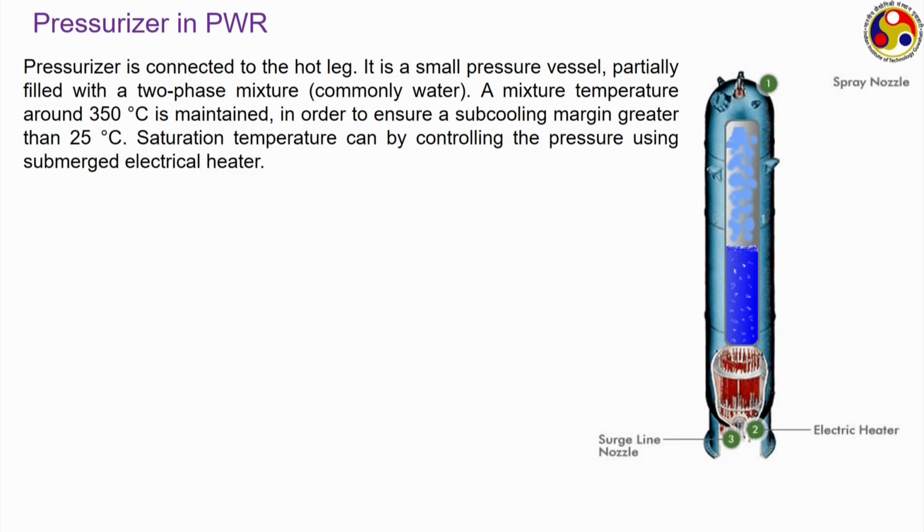Because of this two-phase nature of the fluid which is bound in this pressurizer, it is able to control the pressure inside, and also it can absorb any kind of pressure upsurge or downsurge which may appear during any operation. Now, when there is a pressure upsurge, that is, a very small increase in the pressure inside the actual pressure vessel, then that will cause a rise in the water level inside this pressurizer.